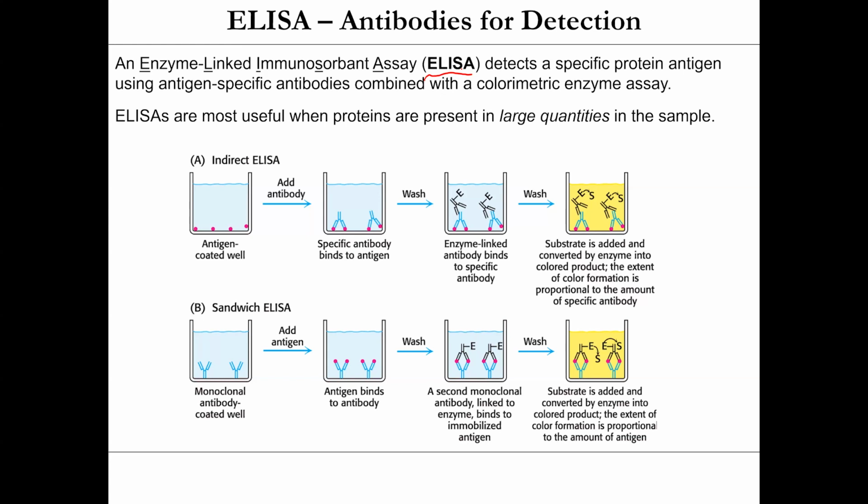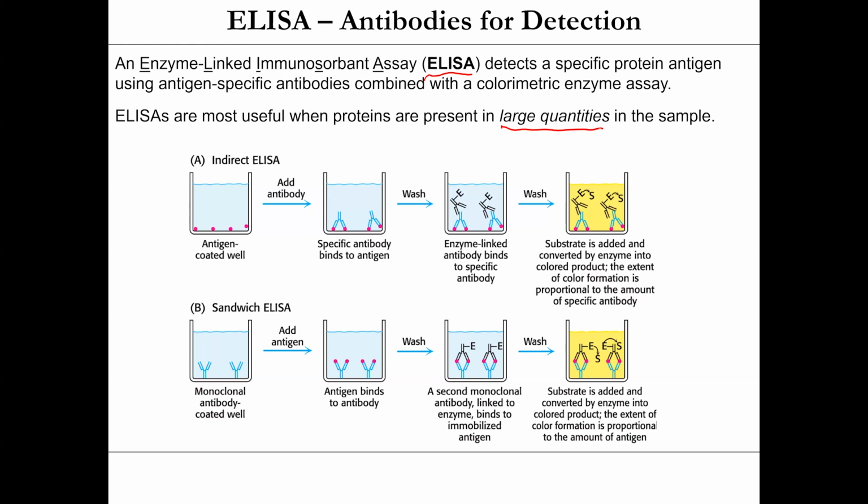And so ELISAs are most useful when proteins are present in large quantities in the sample. So they're not incredibly sensitive, but they can be sort of used. So they use antibodies combined with a colorimetric assay to determine whether a protein is present in a sample or not. So there's two different types of ELISAs. We can go through those quickly.